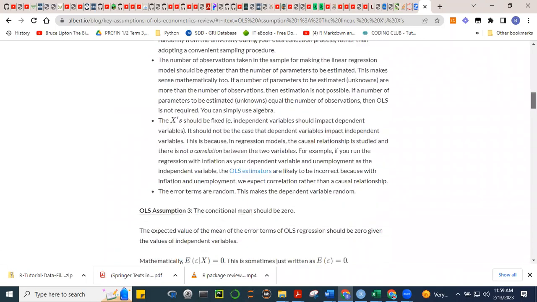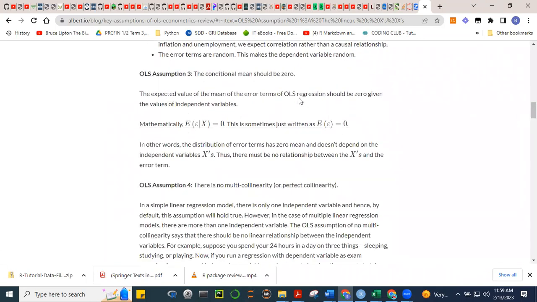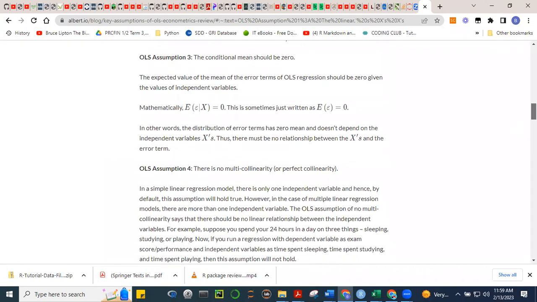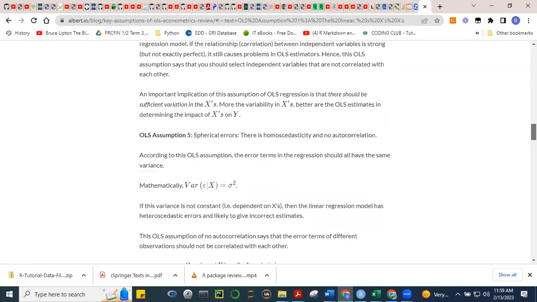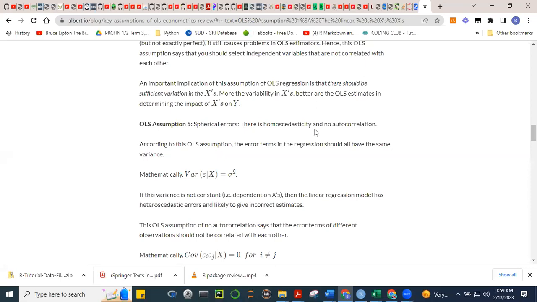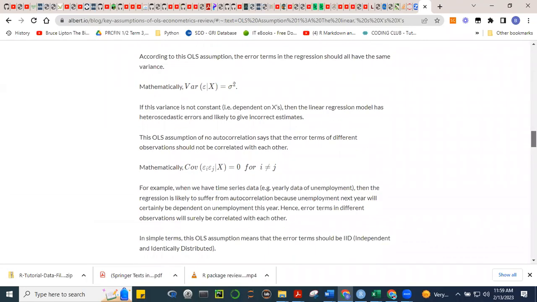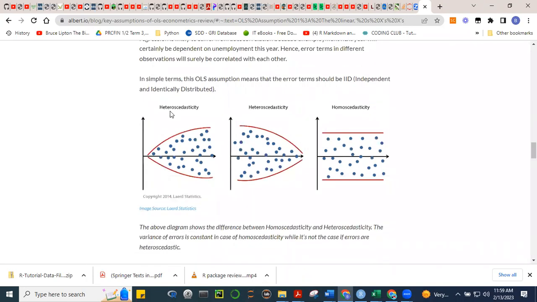Random sampling of observations. Because conditional mean should be 0. Okay. Ibig sabihin nito, constant yung variance natin. Okay. There is no multicollinearity. Okay. And then homoscedasticity, no autocorrelation. Error terms are constant in mean, constant in variance. They're independent.